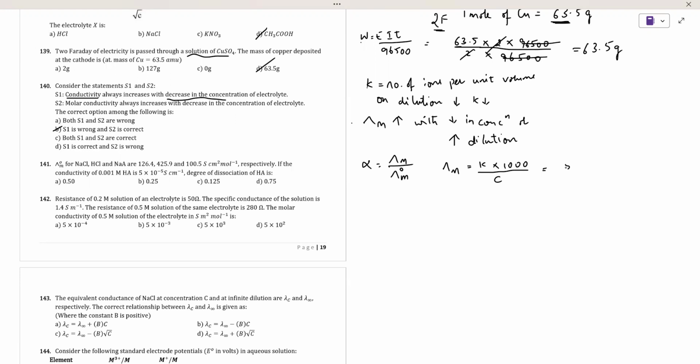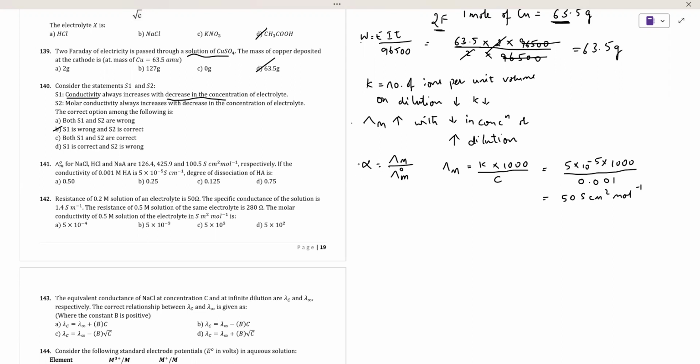What is the value of K? That is nothing but 5 into 10 power minus 5 into 1000 divided by, what is the concentration given? Concentration is 0.001 molar. So if you simplify this, you get the value of 50 Siemens centimeter square mole inverse.